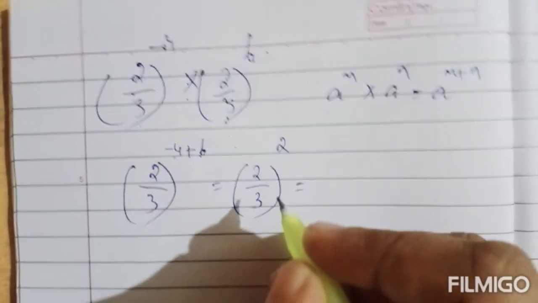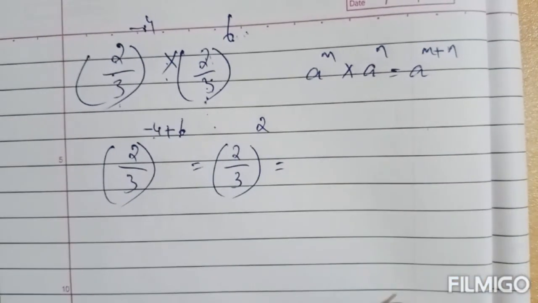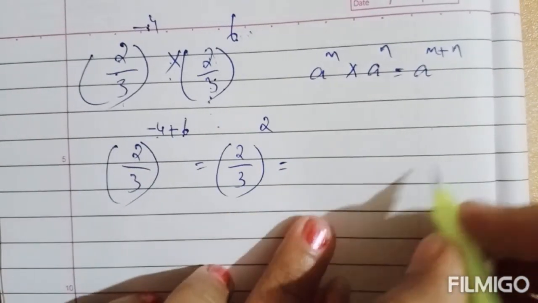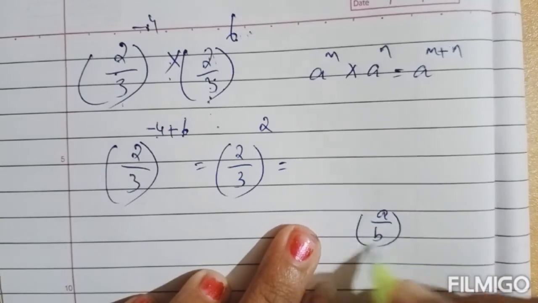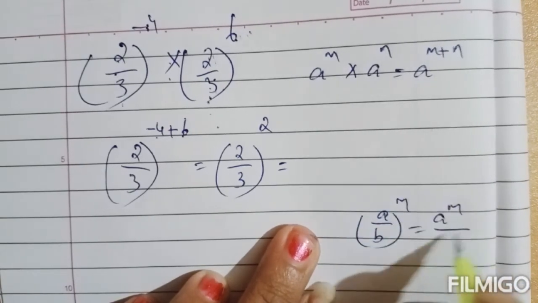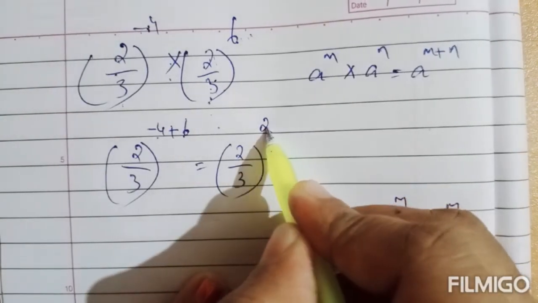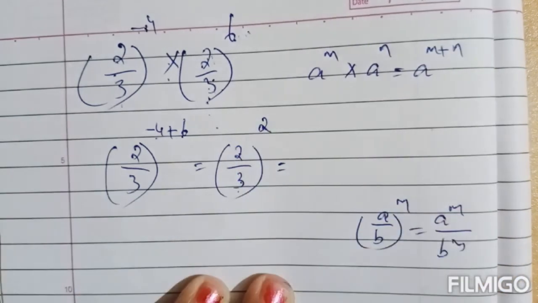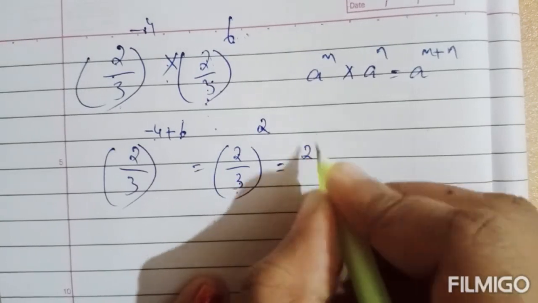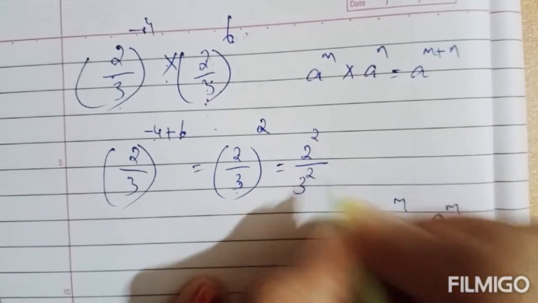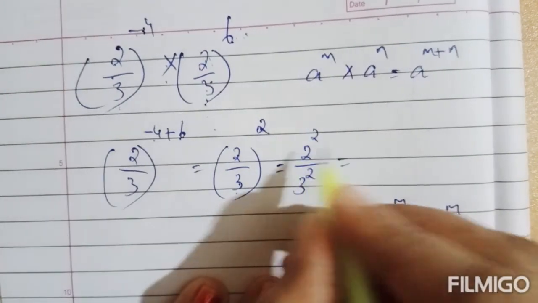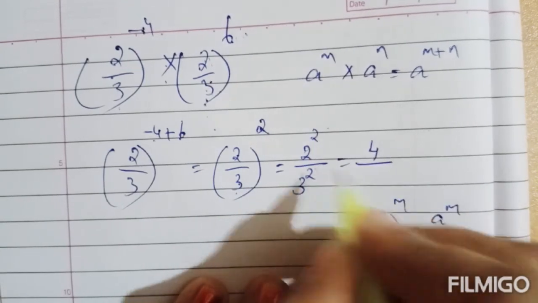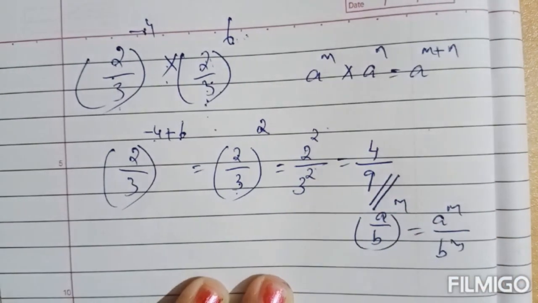Now you can find (2 by 3) whole square. Okay, (2 by 3) whole square. We know (a by b) whole raised to m equal to a raised to m by b raised to m. This power you can give to numerator and denominator. Okay, so you can write 2 square by 3 square. What is 2 square? 4. By 3 square, it is 9, and this is the answer, 4 by 9. Okay.